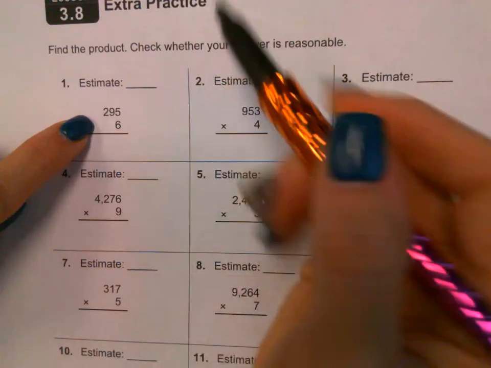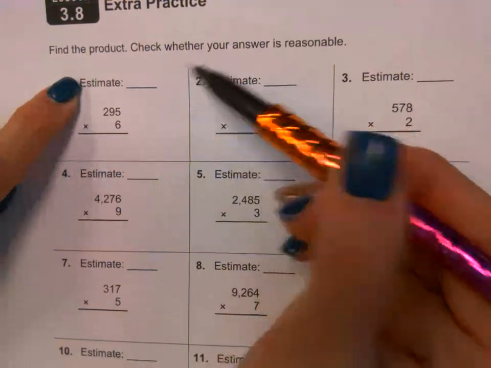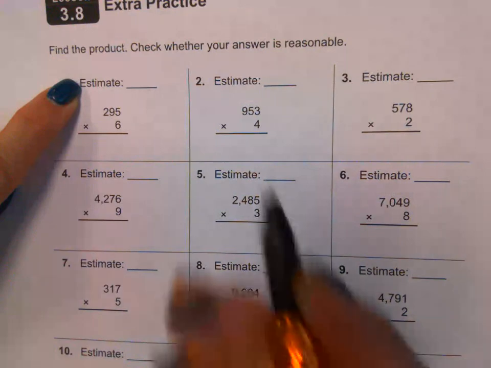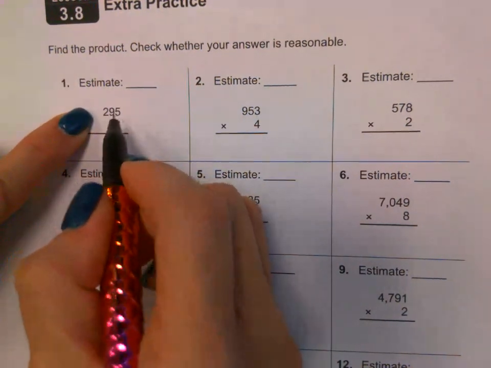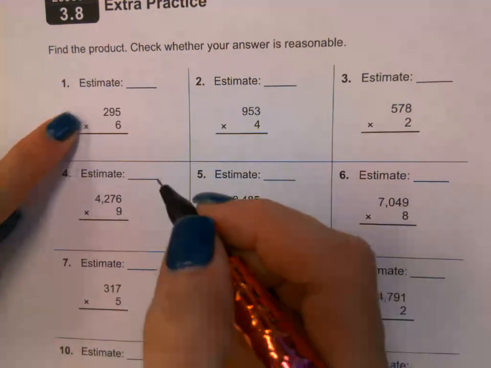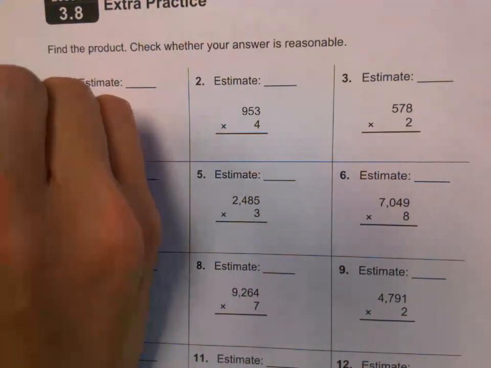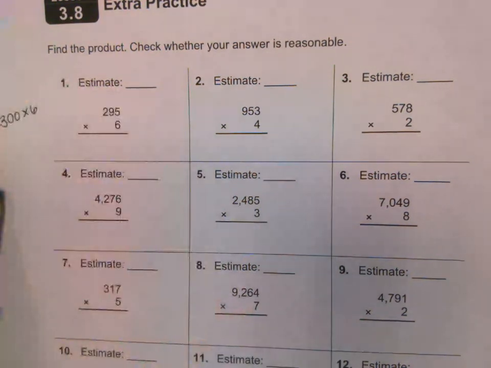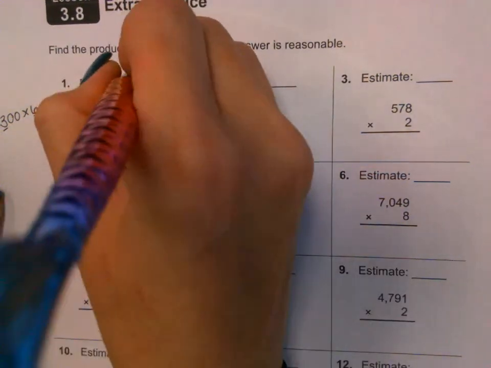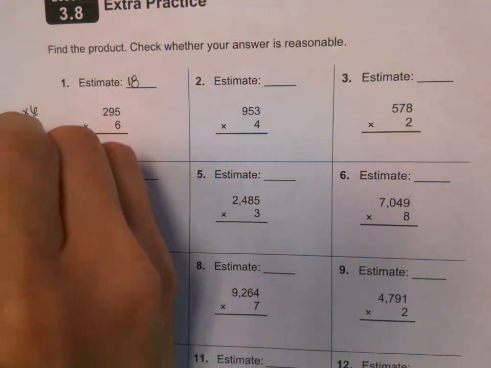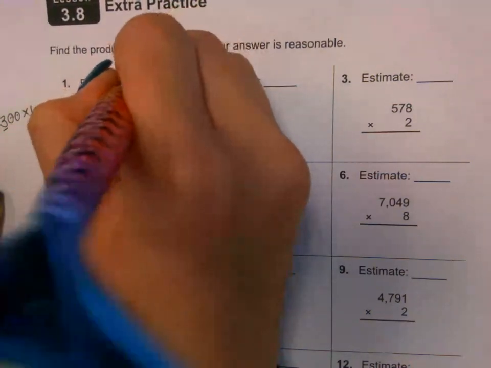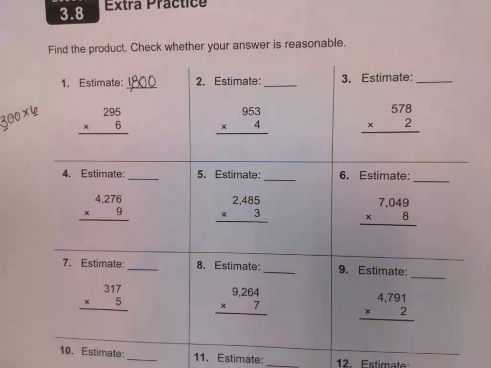295 times 6. And I want to first find an estimate so that I can check to see if my answer is reasonable. Is 295 closer to 200 or 300? 300. So my estimate would be 300 times 6. My basic math fact is 3 times 6, which is 18. And then I need to put my 2 zeros behind it. So when I solve this problem, my answer should be somewhere around 1800.